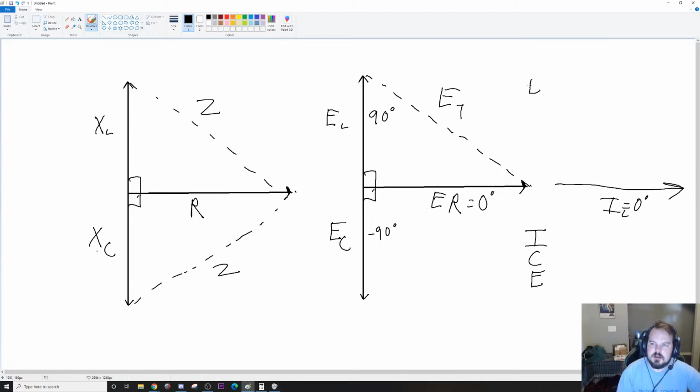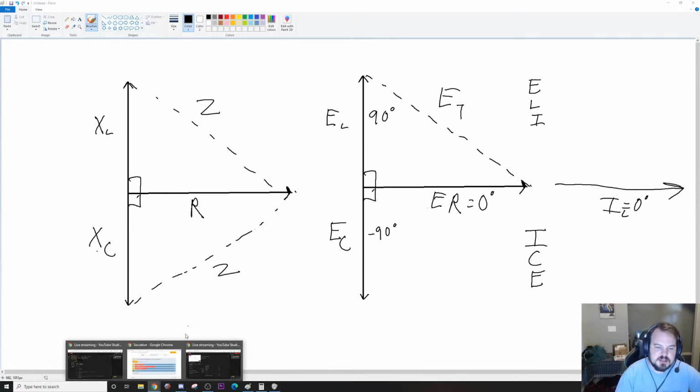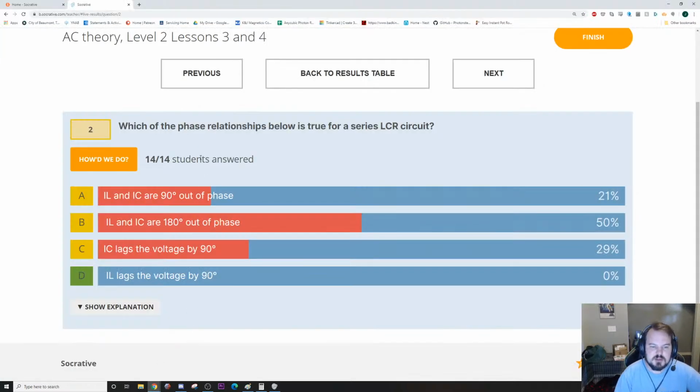And then ELI and ICE. In an inductive circuit, which is L, voltage leads current, and current lags voltage. And then in the capacitive portion, current leads voltage or voltage lags current, depending on which way you want to look at it, or which way the question is looking at it. So pay attention when you are answering these questions.